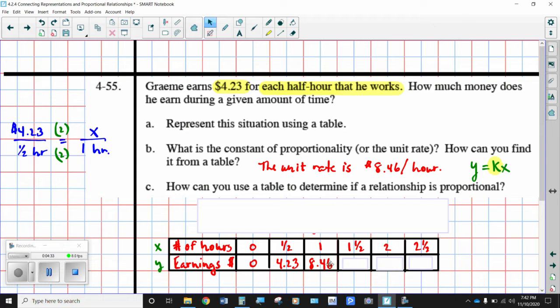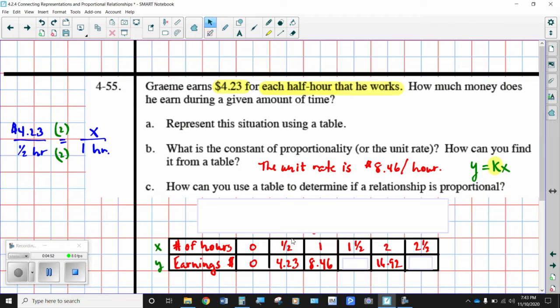If 1 hour is $8.46, then 2 hours has to be twice that, correct? So what is 2 times $8.46? Well, that's going to be $16.92. And since 1 1/2 is the same as 3/2, we can multiply this times 3, and that would give us this number.